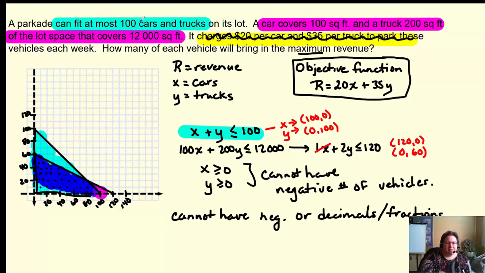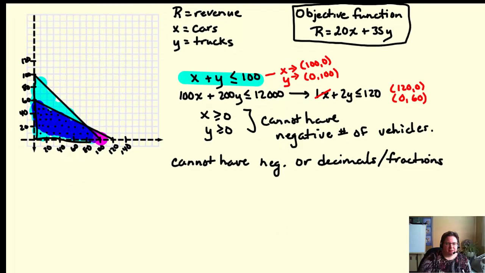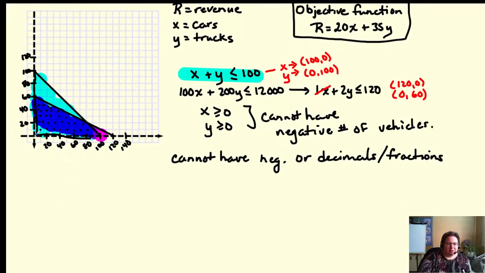So my next step then is to pick off, I'm going to scroll down some to give myself some room, we have to pick off the corners. So I've got one corner here at 0, 0. I've got another corner here on my feasible region at the 100, 0 point. I've got another corner here at the 60. And I've got another corner here at 80, 20.